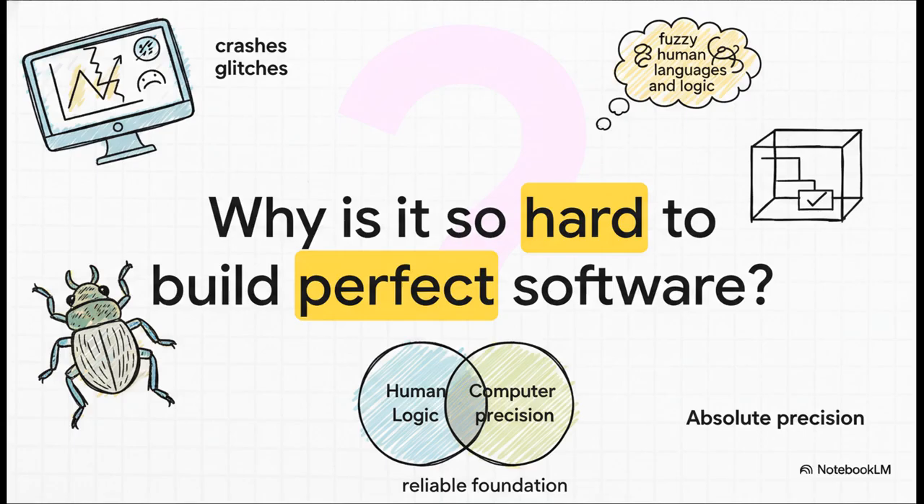Bugs, glitches, crashes. Why do they even happen? Well, it's because we build these super complex systems using human languages and logic, which, let's be honest, can be fuzzy and ambiguous. But computers, they need absolute rock-solid precision. So how in the world do you bridge that gap?